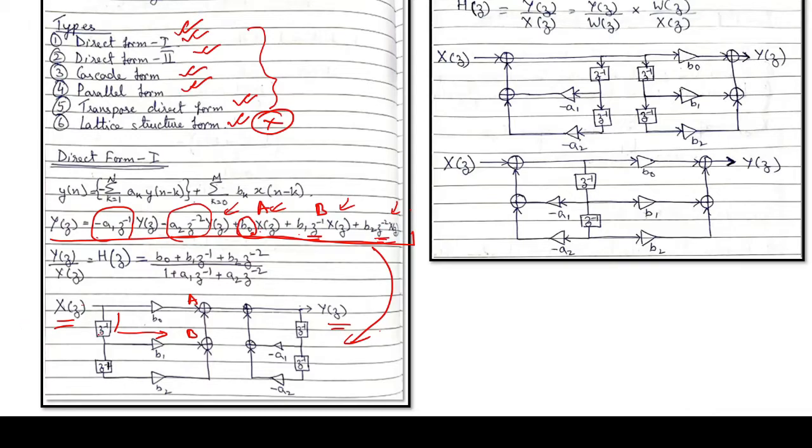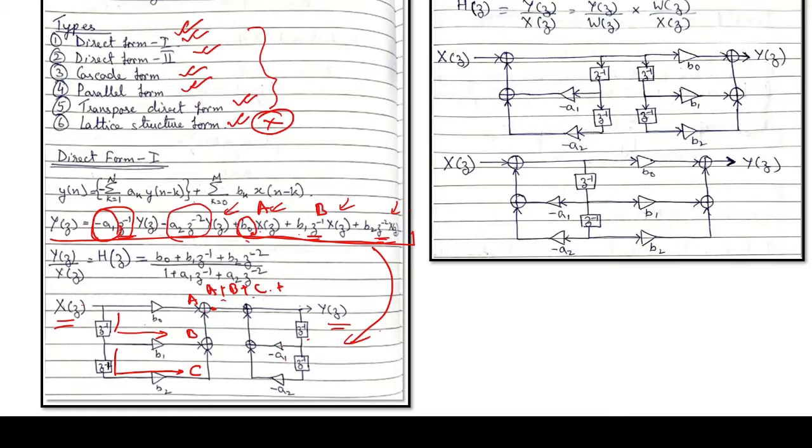Already one delay has happened with z inverse. Then another delay happens to the input, and then it is multiplied with B2. Say this is C. So at this node, what are we getting? A plus B plus C. This is simple. This addition goes directly out to Y(z). Now from Y(z) we delay the output, multiply with the minus a1 multiplier, and then it is added up with A plus B plus C.